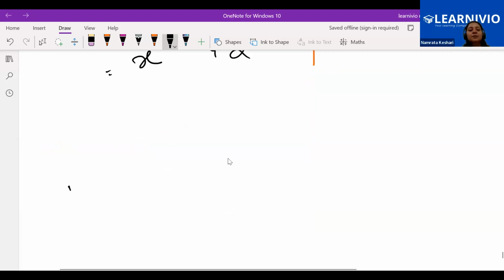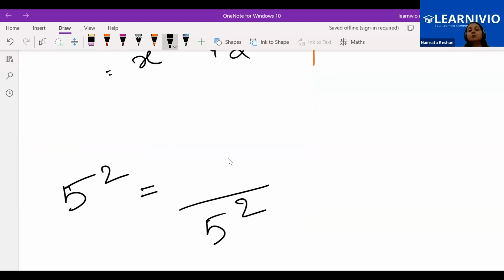Let me give you more example. Suppose we are having 5 square. If we write it in the denominator, we can write it, but only the exponent will reverse its sign. It will be 5 to the power minus 2. Then what will be there in the numerator? Nothing, 1 will be there. Getting it? That's the law of exponent.